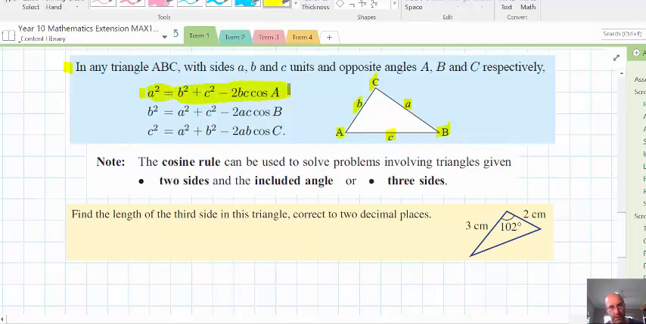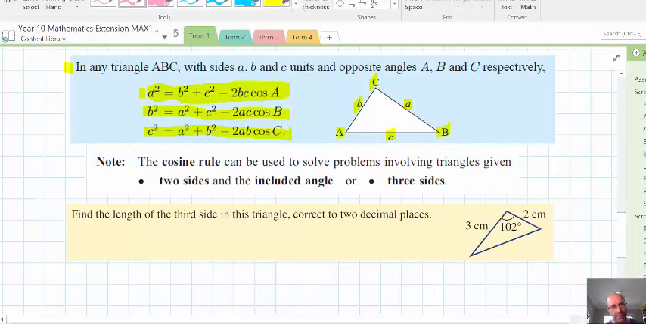So a squared equals b squared plus c squared minus 2 times bc times cos of A. Remember, lowercase are sides, uppercase are angles, like you've seen previously. The other form which will work is b squared equals a squared plus c squared minus 2ac cos B, and lastly c squared equals a squared plus b squared minus 2ab cos C.